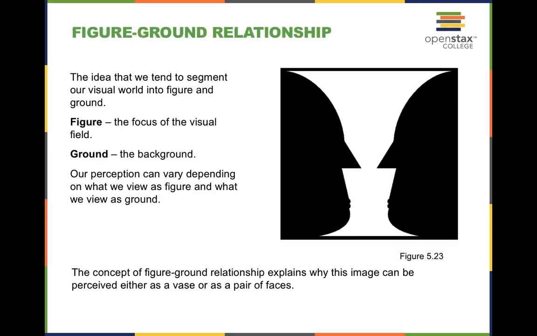All right. Figure 5.23 is a good example of the figure-ground relationship. Again, the figure is the focus of the visual field and the ground is the background. As you can see here, you have what can look to you like either a white vase or two dark faces looking at one another. For some of us, we put the figure, or the focus, as the white vase, or we put the figure as the two dark faces looking at each other. The background is then just either the black or white. Perception is in the eye of the beholder.